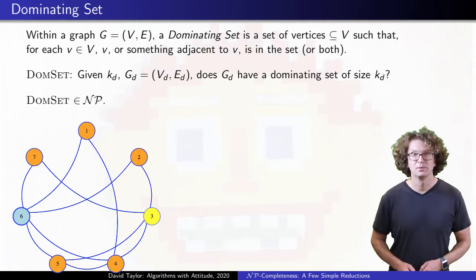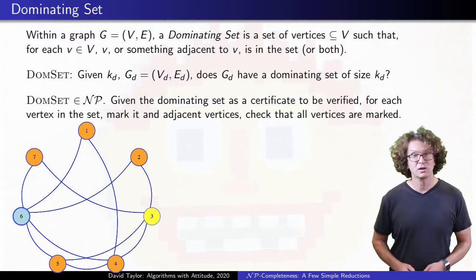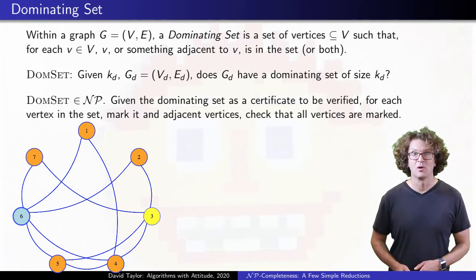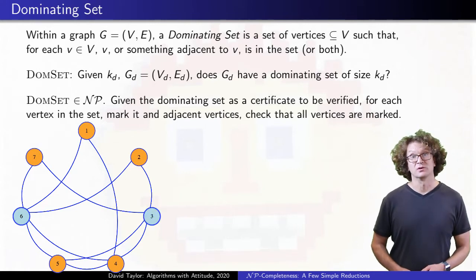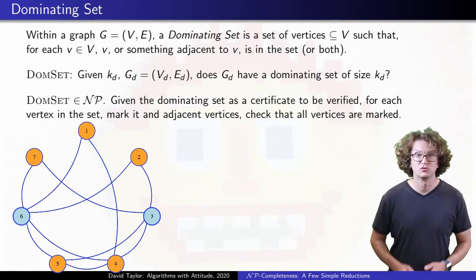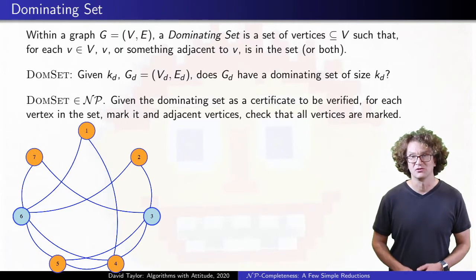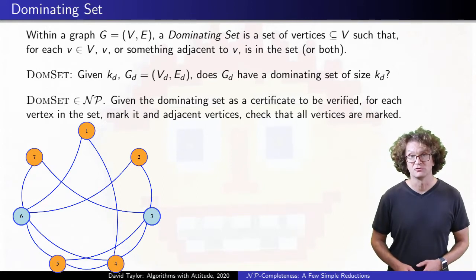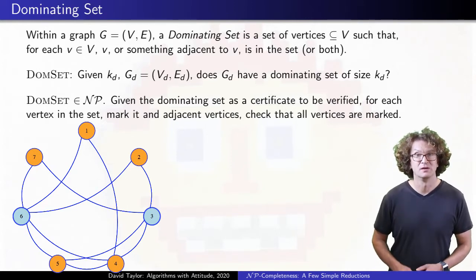That question is in NP. If somebody suggests a dominating set to you, mark each vertex and everything adjacent to it, and then check that all vertices of the graph are marked. So here, if I add vertex 3 to vertex 6, I can verify that those two vertices are a dominating set. It would only take linear time in the input size to check for adjacency list or adjacency matrix format. So, dominating set is in NP.